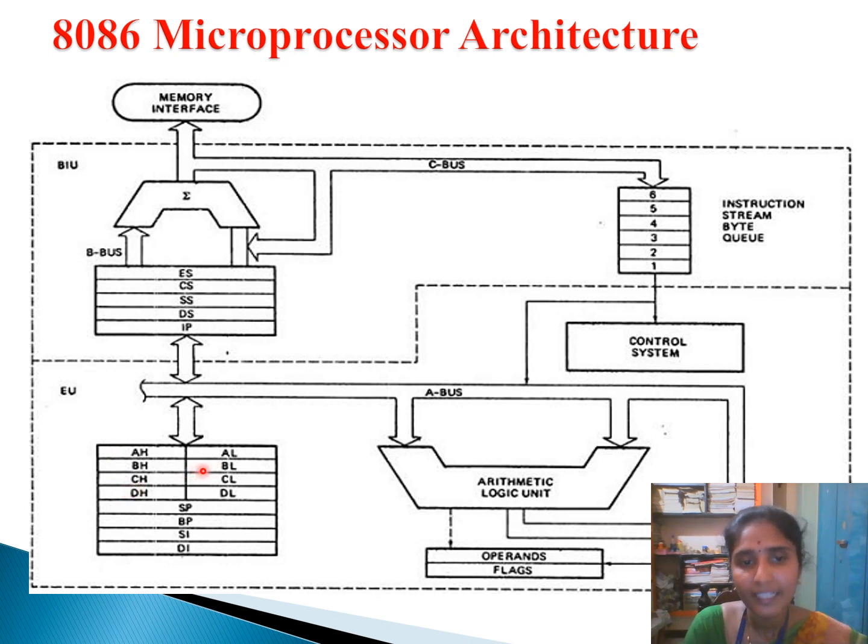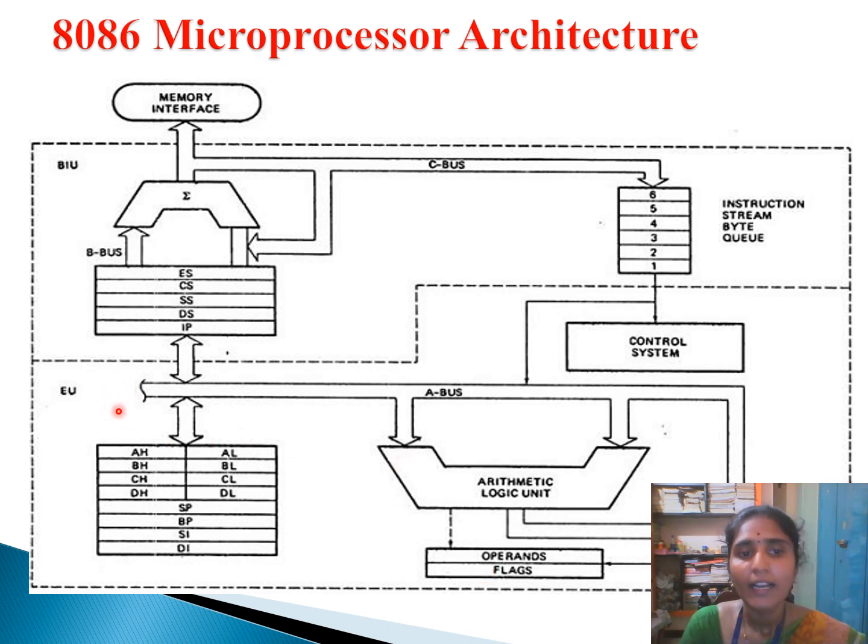the data is given to the arithmetic logic unit based on the instruction. The instruction may be addition, subtraction, multiplication, division, whatever. The data is given to the arithmetic logic unit, and the arithmetic logic unit performs the operation. According to the arithmetic logic unit, the flag values are changed dynamically.